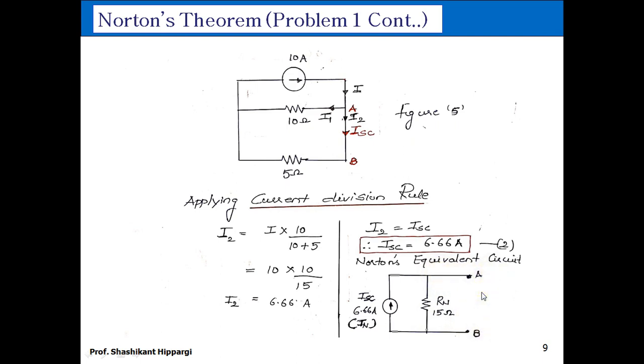I hope that from this example some of the points are clear, how to calculate the current source as well as the Norton's resistance. In the next class we'll see one more circuit where I'll be dealing with the voltage source in the next circuit.